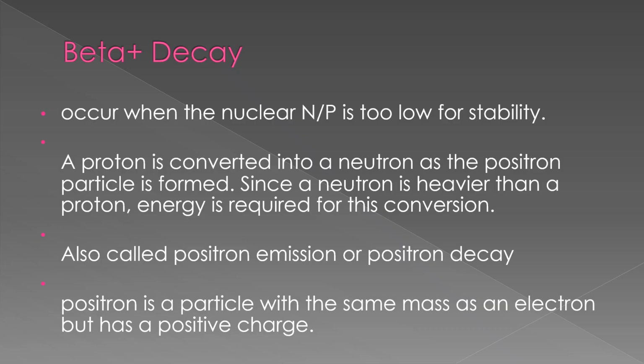Since a neutron is heavier than a proton, there's a lot of energy that's required for that conversion. And this is also called positron emission or positron decay. A positron is a particle with the same mass as an electron, but it has that positive charge.